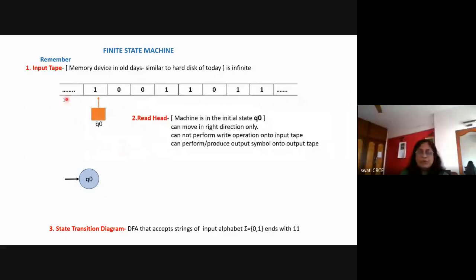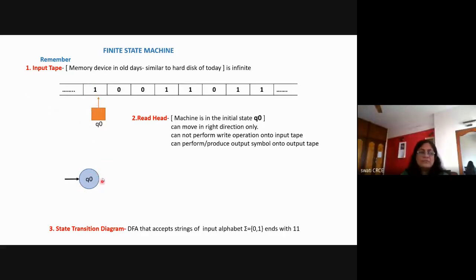So we have to remember always that there is an input tape and we store the input string onto the input tape, and there is a read head. This head can only read this cell. It can read a single bit of information, and by default after reading it goes to the right side. It cannot go to the left side. Whatever is there in the left side is already processed by the machine, so it cannot go to the left side once it performs a read operation.